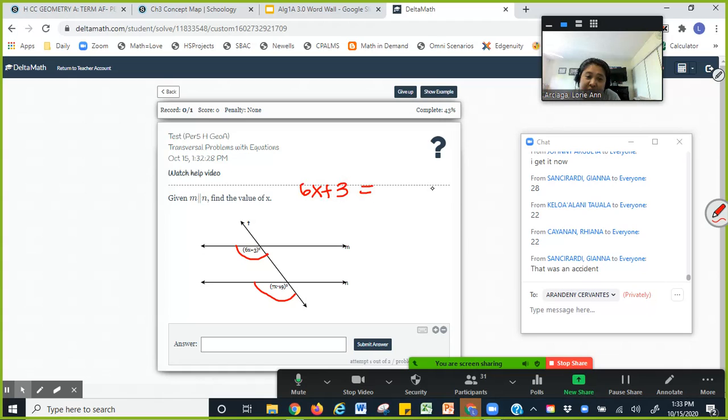So for those who were stuck, corresponding angles are congruent. That's a minus 19. There you go. So that's the equation that you guys are going to solve. Yep. So subtract the 6x, you get 1x. You add the 19 and you will get 22.